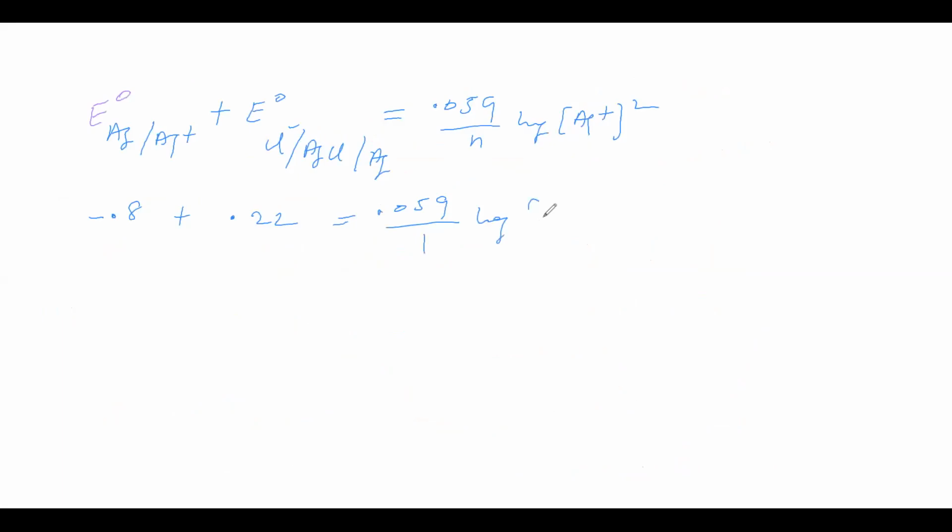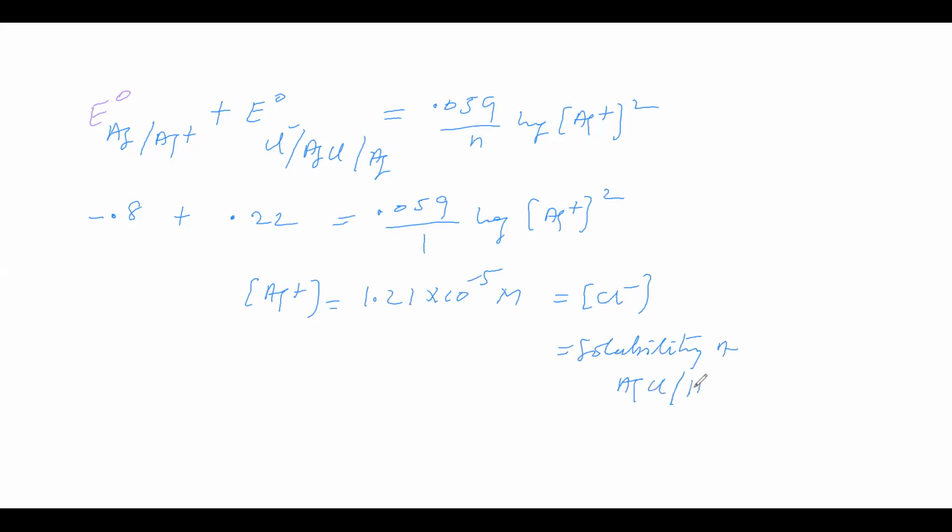Then log concentration of Ag plus. So we will get the concentration of Ag plus, which is equal to 1.21 into 10 to the power of minus 5 molar. Concentration of Ag plus is nothing but concentration of Cl minus, which is nothing but the solubility of AgCl in water. We got the solubility of AgCl in water.